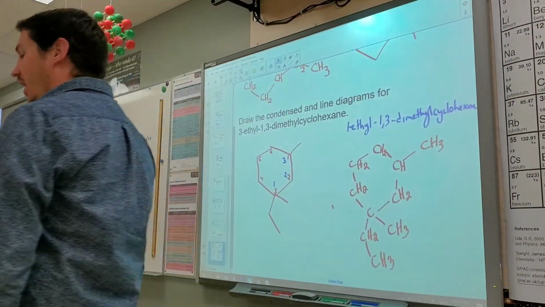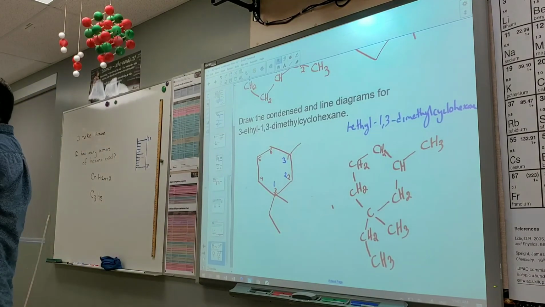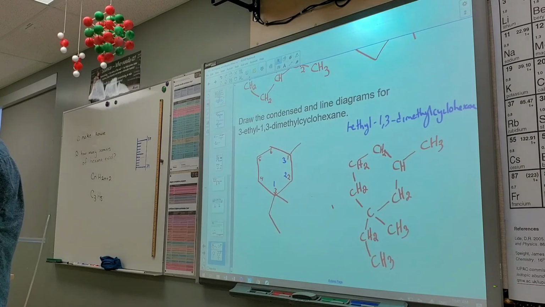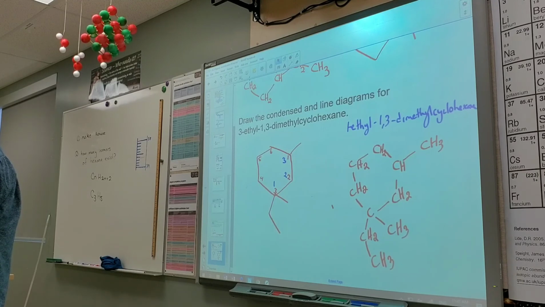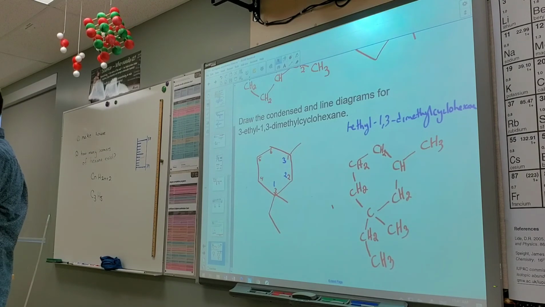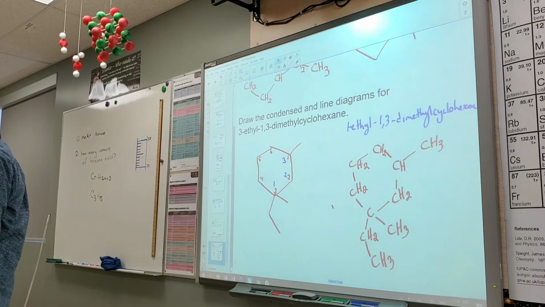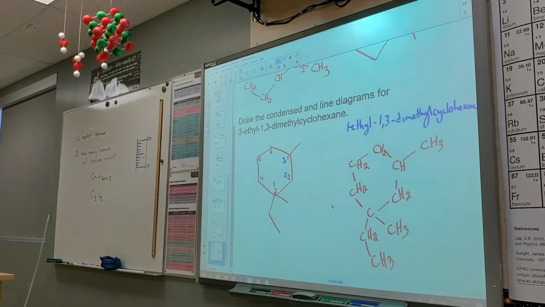What I would like to do is I would like you to work on this, but I want you to understand that this is not for marks. I just want you to do this and try it out. See if you can understand these principles, and then tomorrow I'm going to toss up the key, and then we're going to move on to something called alkenes and alkynes.